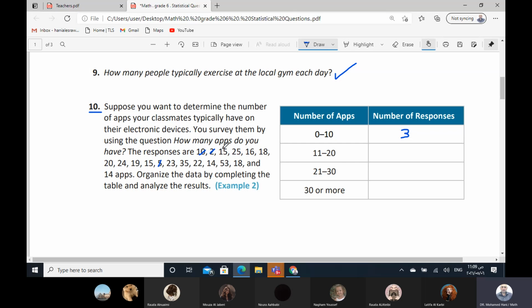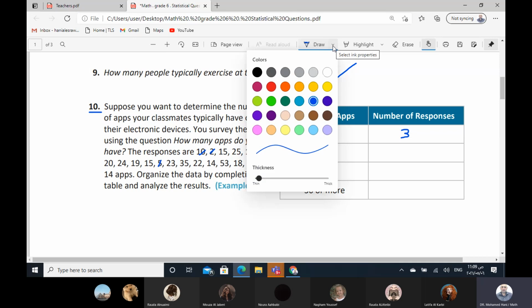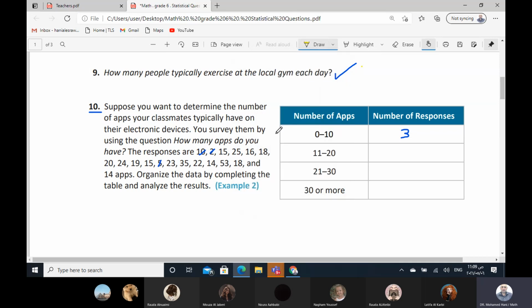We can take 15, 16, 18, 20, 19, also 15 here, and 14, and 18, and 14. So we have 1, 2, 3, 4, 5, 6, 7, 8, 9. So we can write here 9.